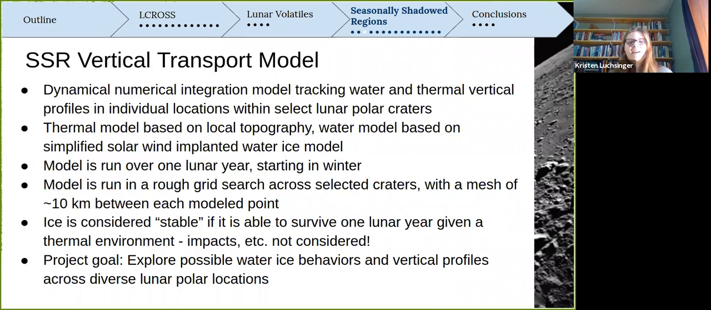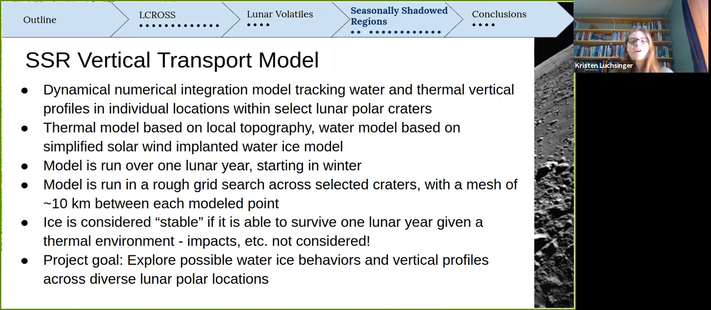So in order to do this, I've developed a seasonally shadowed vertical transport model. This is a dynamical numerical integration model tracking water and thermal vertical profiles in individual locations. The thermal model is based on the local topography. The water model is based on a very simplified solar wind implanted water ice model. And I run it over one lunar year starting in winter so that you see the effects of the sequestration process followed by the effects of returning to a transient state.